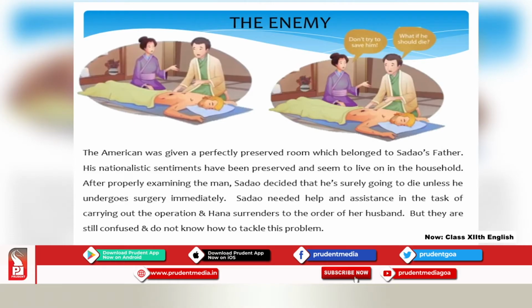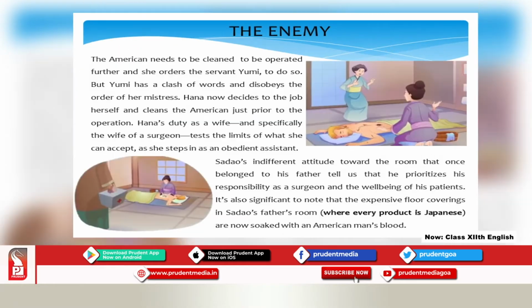And it is Dr. Sadao who comes to the conclusion that the American prisoner has to be operated on, otherwise he is going to die, and it is Hannah, his wife, who surrenders to help him out in carrying out the surgery. The American needs to be cleaned in order to be operated on, and she orders the servant Yumi to do so. But Yumi has a clash of words and disobeys the order of her mistress.